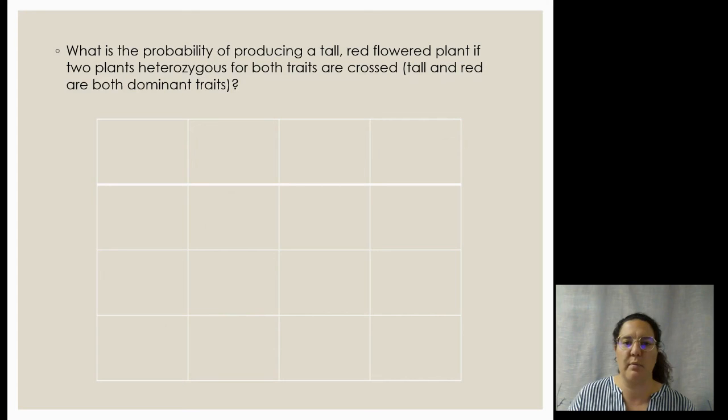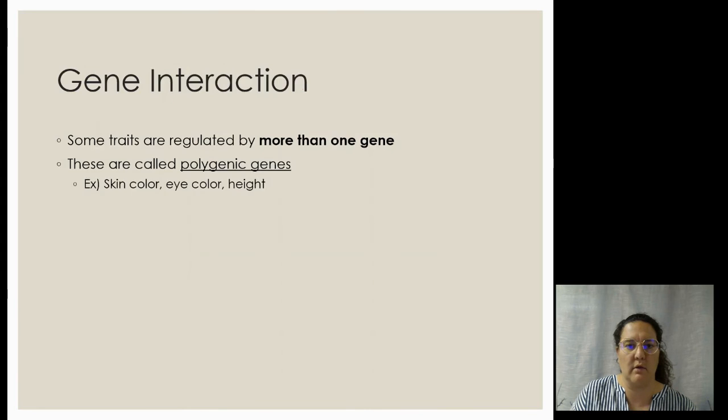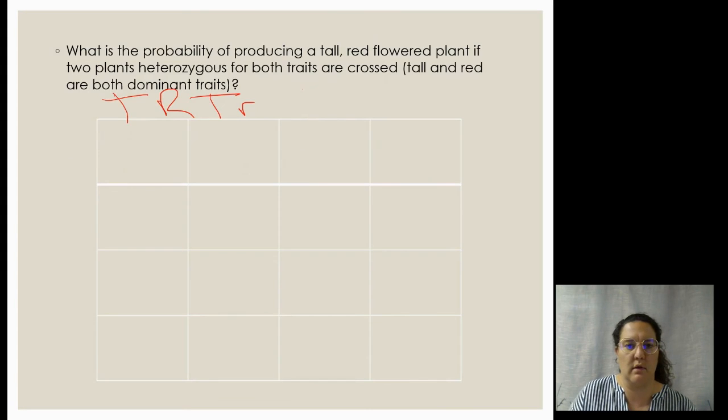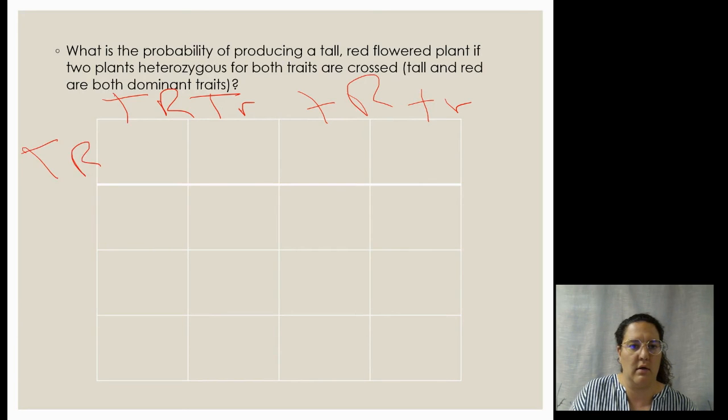So again, what's the probability of producing a tall red flowering plant if 2 plants are crossed? So we're going to have tall and red, tall and recessive. Oops, sorry. We should be able to do this with the Punnett square, and then we should also be able to just do it with our ratio. Okay, so we want a tall red flower plant if two plants heterozygous for both traits are crossed.